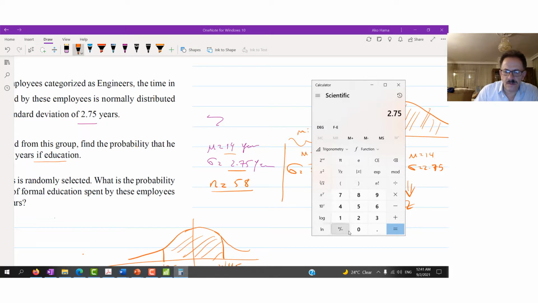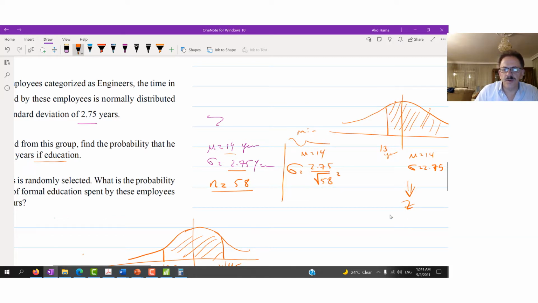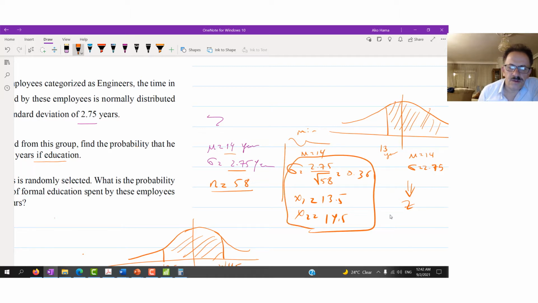So 2.75 divided by 58 power 0.5, or square root of 58. The answer is 0.361. I think we have this one, and we have x1 equal to 13.5 and x2 equal to 14.5.